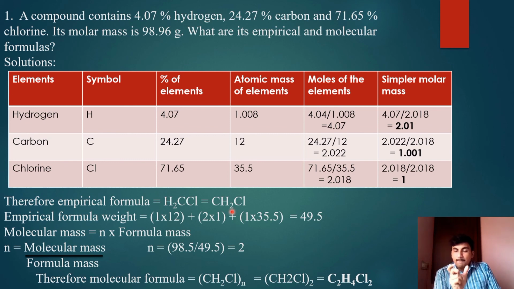To find the molecular formula and empirical formula: first you should calculate the empirical formula, then calculate the empirical formula weight, then apply the relationship between molecular mass and formula mass, substitute the values, and then find the molecular formula. Molecular formula is always the empirical formula in subscript n. That will give the molecular formula. n is calculated from molecular mass divided by formula mass. This is about empirical formula and molecular formula.